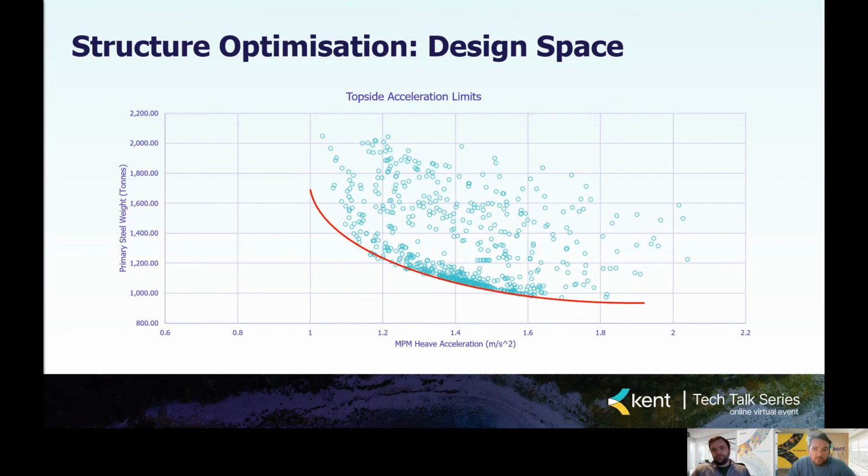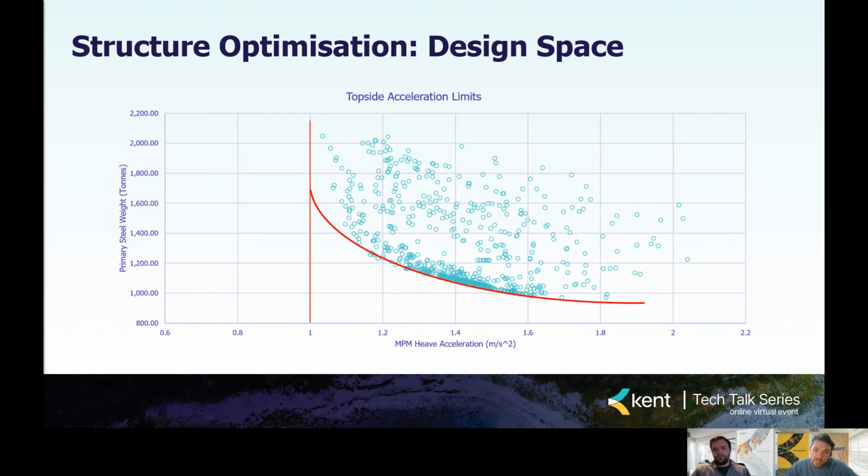So what can we learn from a study like this? Well, we can learn that we can pretty easily achieve accelerations between sort of 1.2 and 1.8 meters per second squared. But if we're looking to impose stricter criteria, we can do it, but it's going to be expensive in terms of steel weight. Or we'd need to change something about our configuration, something that is sort of beyond the variables that we have allowed the tool to modify here.